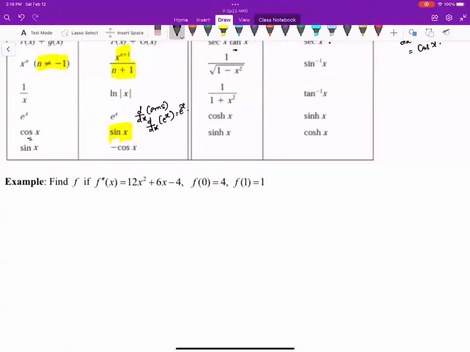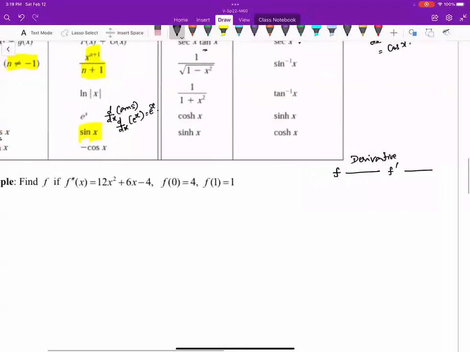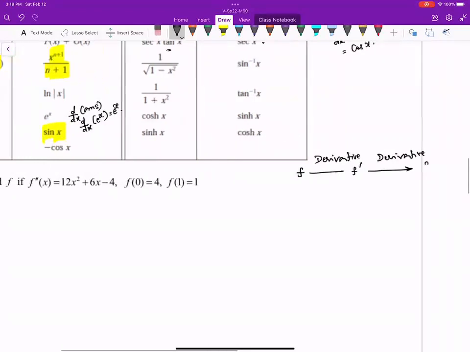What we have to remember is that when you take a function and do the derivative, what you get is f prime. When you take one more derivative of f prime, what you get is f double prime. On the other hand, coming from the other direction, from f double prime, if you do the antiderivative, you get f prime. And if you do the antiderivative of f prime, you get f.